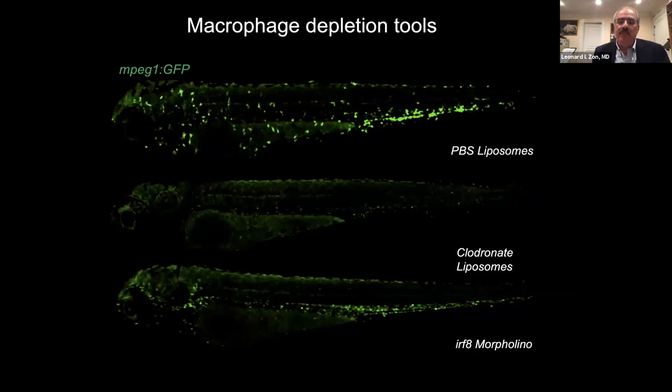So we have a couple techniques where we're able to remove the macrophages. One of the techniques is to feed the fish clodronate liposomes. This is eaten by the macrophages and kills the macrophage. The other is to genetically ablate the macrophages by using an IRF8 morpholino. This gene is required for macrophage development.